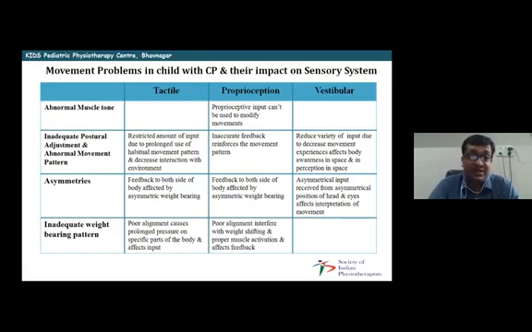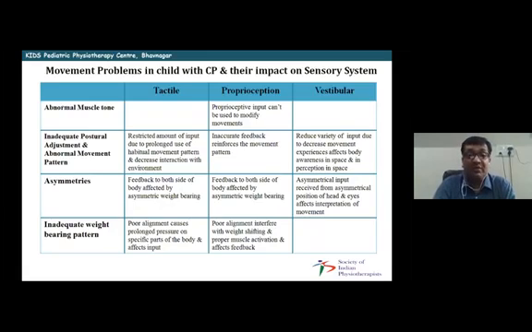Now asymmetries, especially we are seeing mainly in the hemiplegic, but in the quadriplegic also we are seeing the asymmetries. Tactile feedback on both sides of the body is affected by asymmetrical weight bearing, and vestibular asymmetrical input received from asymmetrical position of neck or eyes intercepts the movement. So tactile, proprioception and vestibular affect the symmetry as well. And the last one is inadequate weight bearing pattern. Poor alignment causes prolonged pressure on one particular specific part of the body and affects the input. Proprioception wise, poor alignment interferes with the weight shifting, proper muscle activation, and affects feedback.